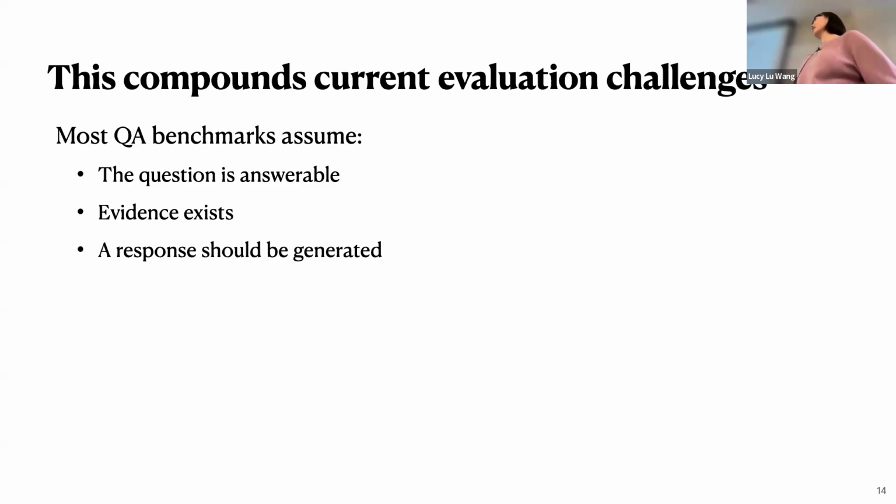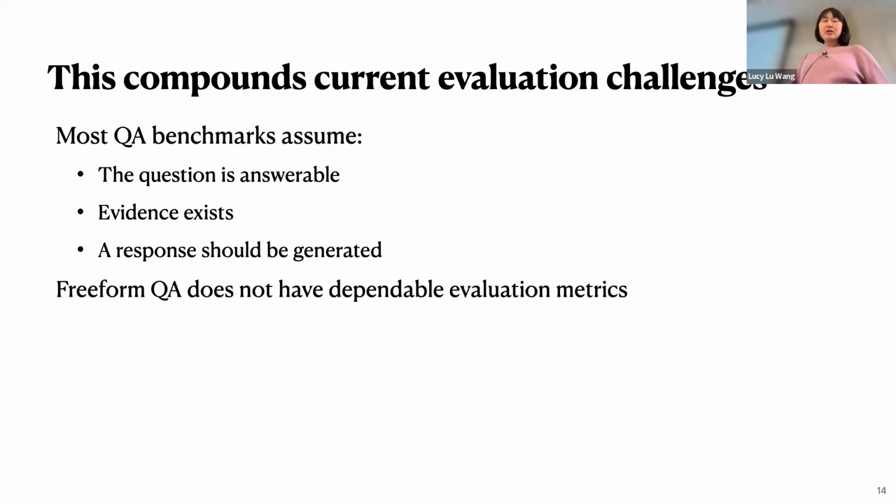I think one might make the case that in cases where there's high uncertainty, maybe models shouldn't generate a response, or they should generate a response that essentially says that the question is not answerable. And on top of that, when we think about this free-form generation setting where we're asking models to produce long answers and rationales for these answers, we also lack dependable evaluation metrics to help us understand what's going on with these model outputs.